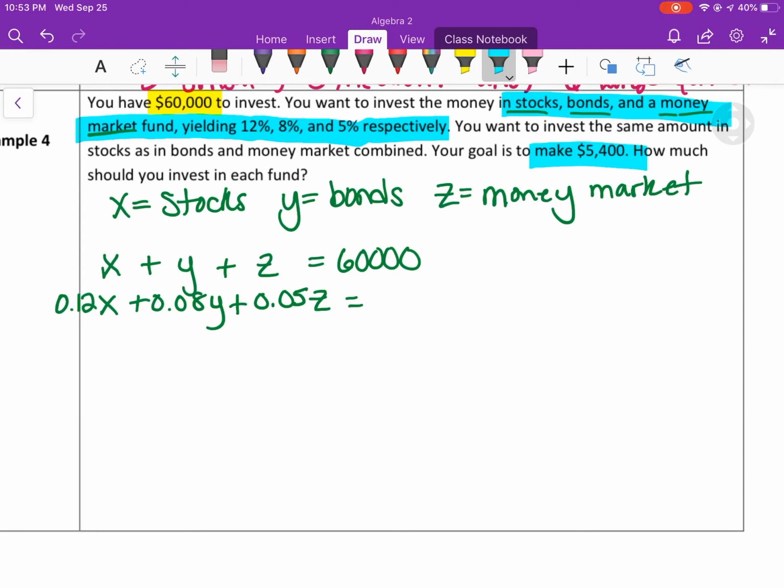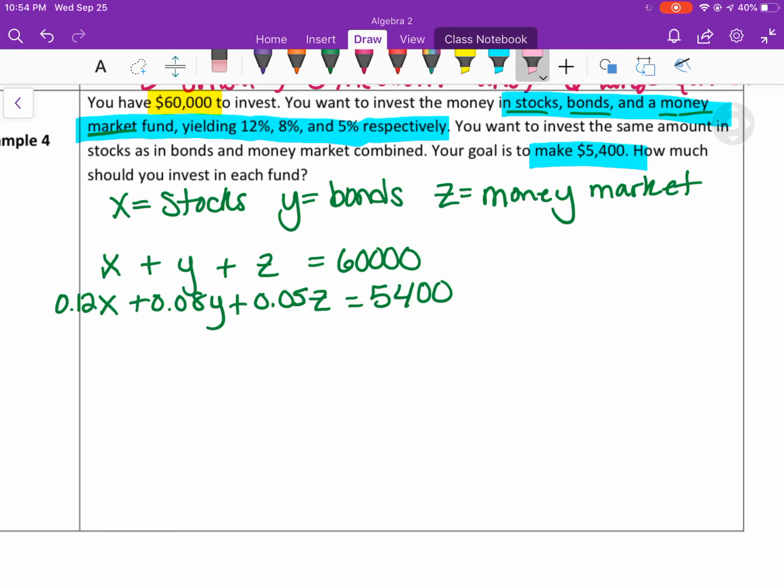And I want to make $5,400 in interest. So since the percent is what you're earning in interest, that goes with this equation. So you're going to set what you're earning equal to $5,400.